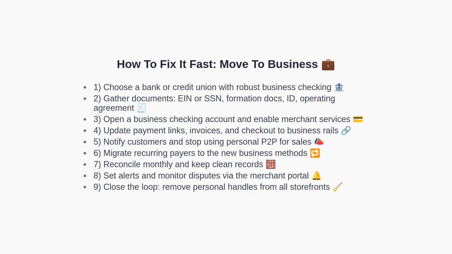Follow this action plan. First, select a financial institution that offers strong business checking options. Next, gather required documents such as your EIN or SSN, formation documents, identification, and any operating agreement. Then, open the business account and enable merchant services. Afterward, update invoices, payment links, and checkout flows to run on business rails. Subsequently, notify customers and cease using personal P2Ps for sales, migrating recurring payers to the new methods. Continue by reconciling monthly and maintaining clean records.